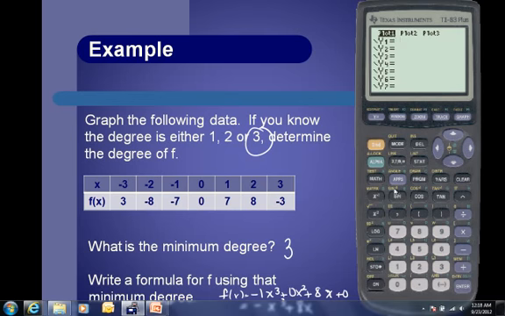We could go up to y equals, and we could enter our function, -x to the power of 3 plus 8x, and hit graph, and our graph should go through all of our points, or at least most of our points.